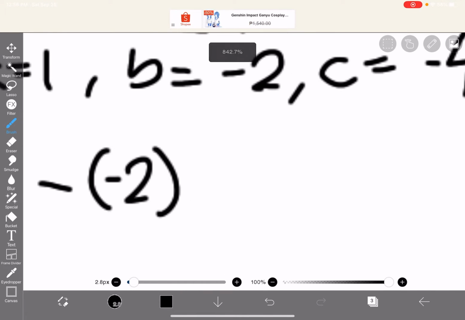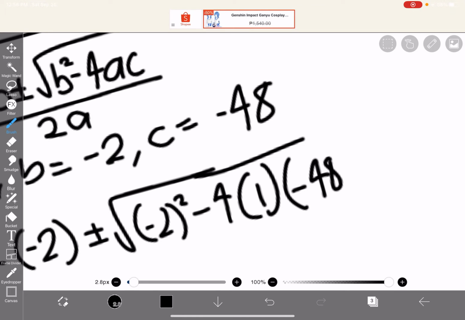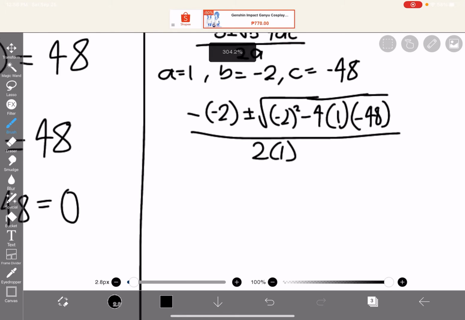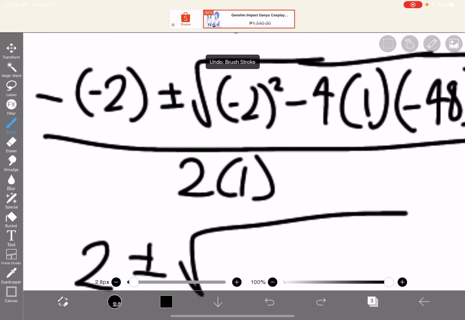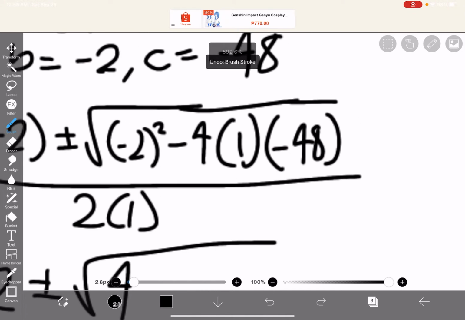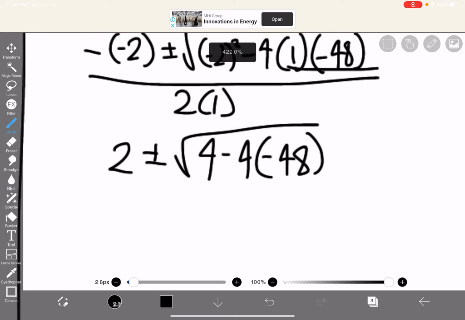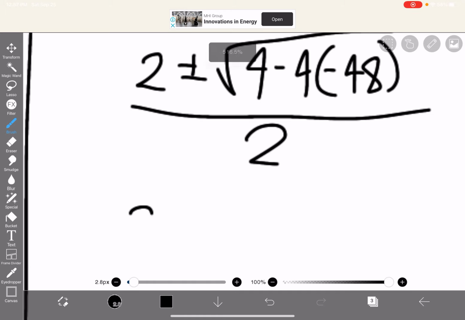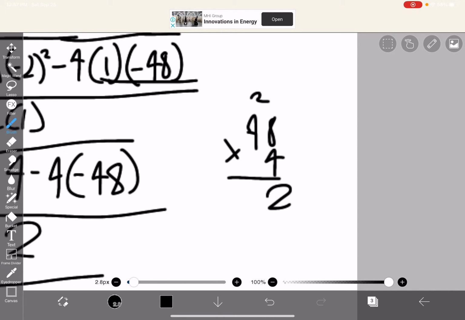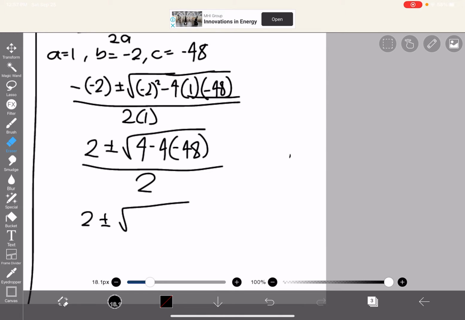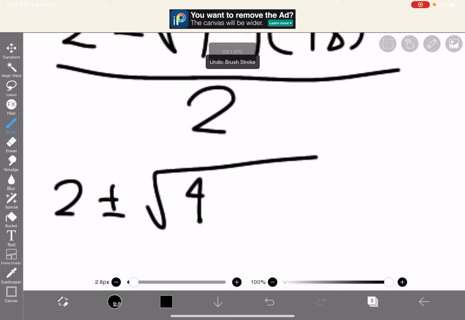Let's substitute. 2 plus or minus the square root of negative 2 squared minus 4, which is 1, times negative 48. Negative times negative is positive, which will result in a positive. 2 squared, 2 times 2, is 4. Negative 48 times positive 1 is negative 48 still. Negative 48 times 4 is 192. And since if you multiply two negative numbers together, it will result in a positive number. So we have positive 192.